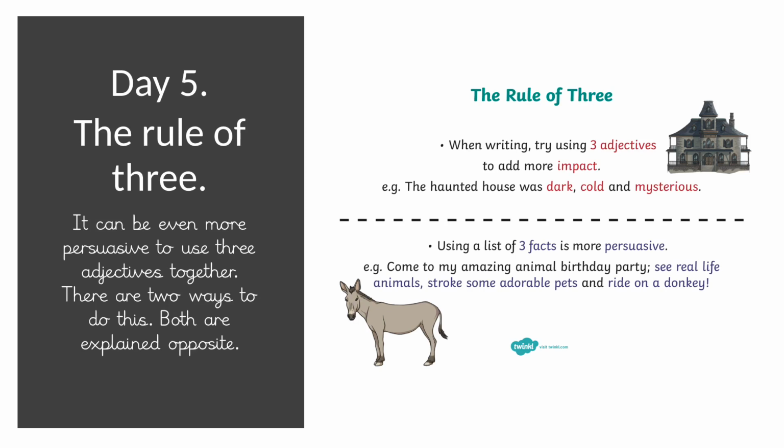For example, the haunted house was dark, cold and mysterious, full stop. Dark, cold and mysterious are all adjectives that describe the noun. If we have a look underneath the broken line, we can also use a list of 3 facts to make your writing more persuasive. For example, come to my amazing animal birthday party, see real life animals, stroke some adorable pets, and ride on a donkey.